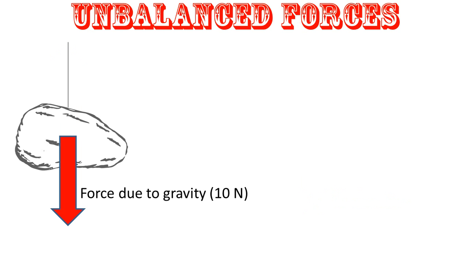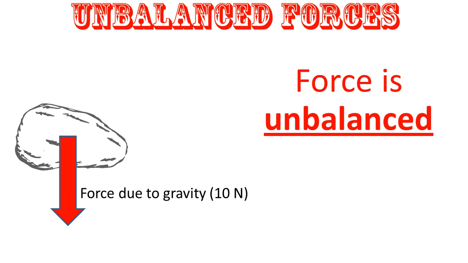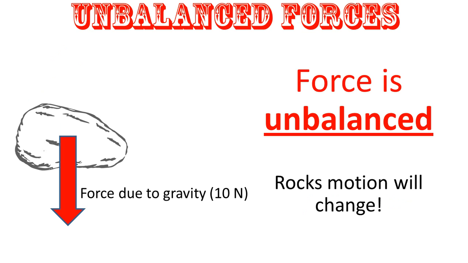Let's have a look at the rock again. We've still got force due to gravity, 10 newtons down, but this time we're going to cut the string. So there's no string holding it. Gravity is the only force, and that force is now unbalanced. There is no tension force acting up to balance that force due to gravity. So in this case, the rock's motion will change, and we know that the rock will now fall down.